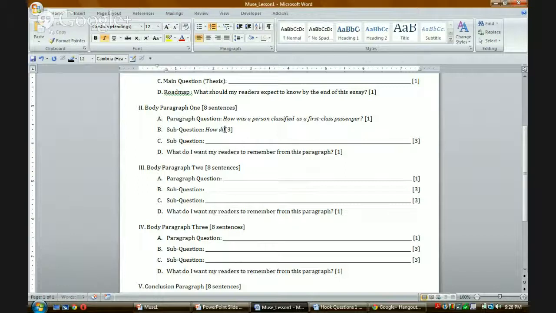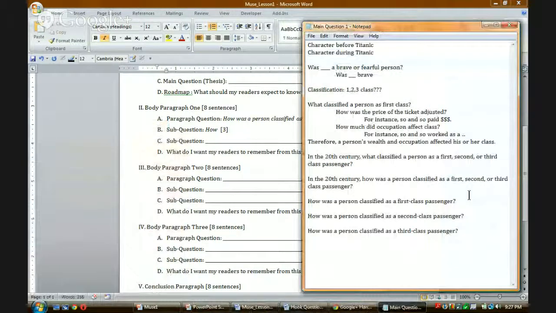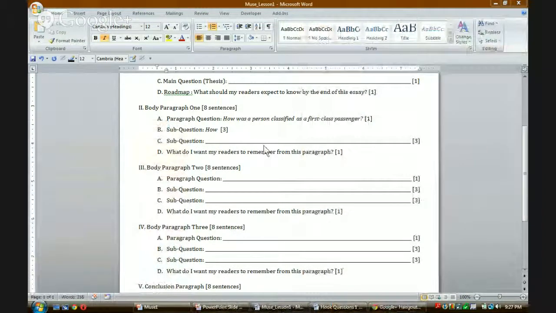Let's say, how did a person's occupation affect... one second. Trying to think of an easy way to put this into words. I'm just going to write that. How did a person's social status affect his class?